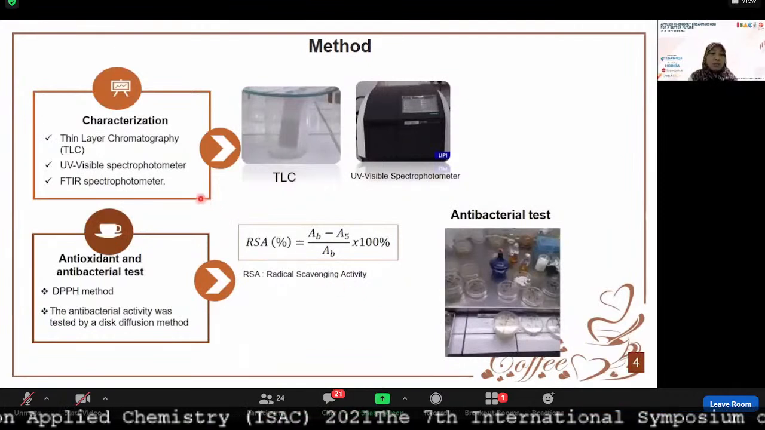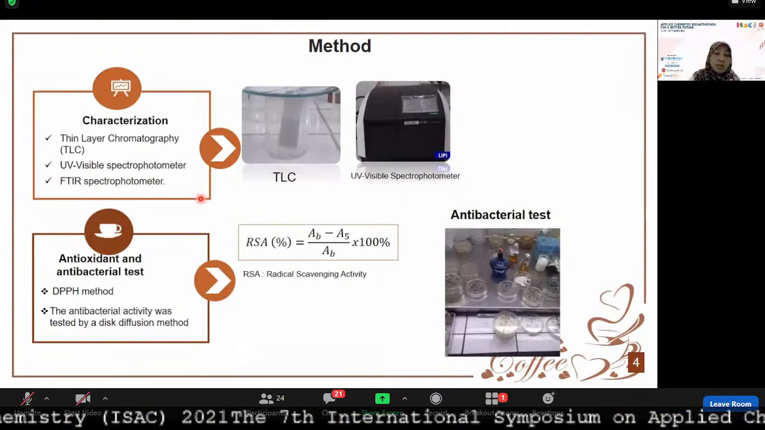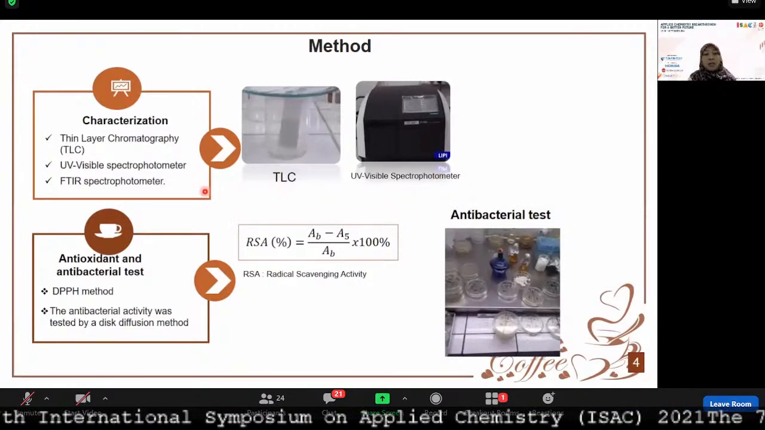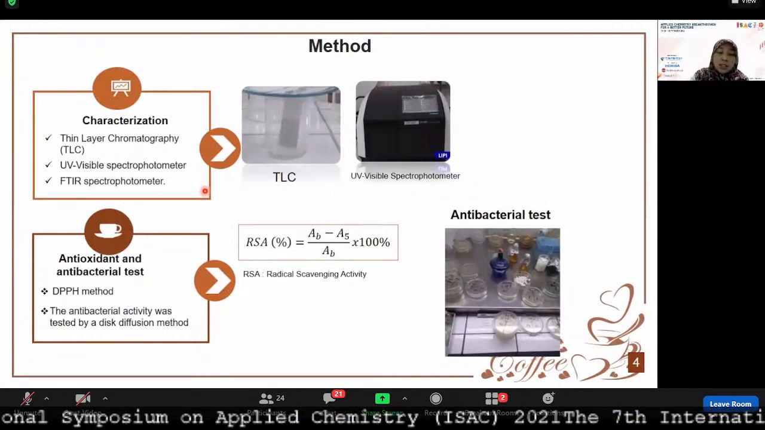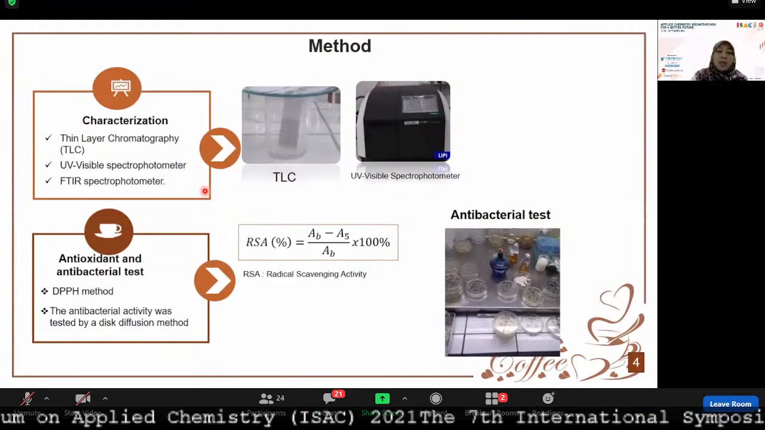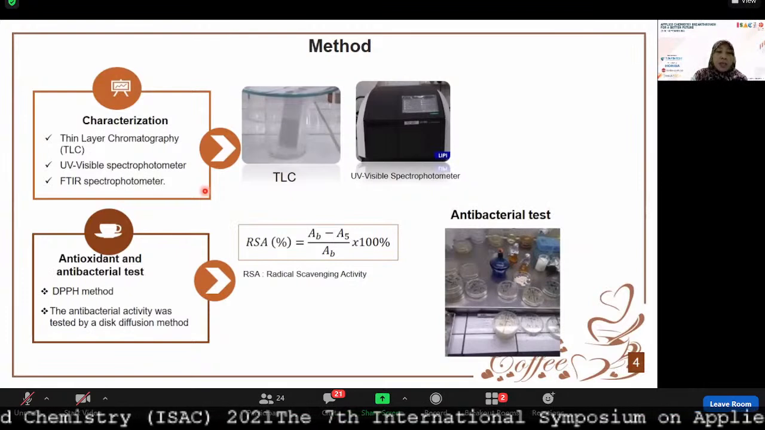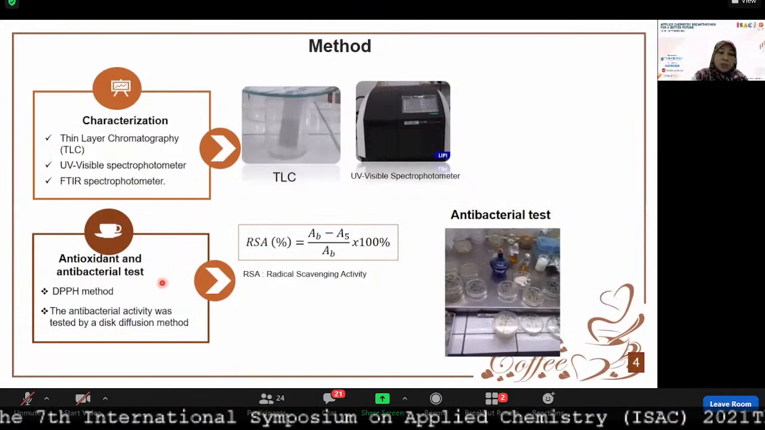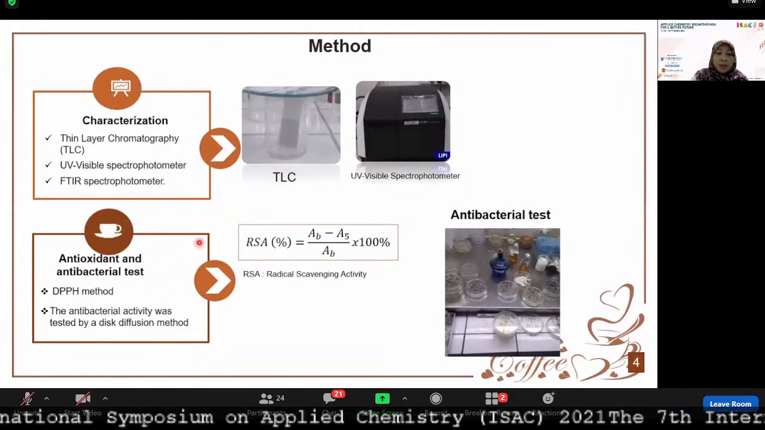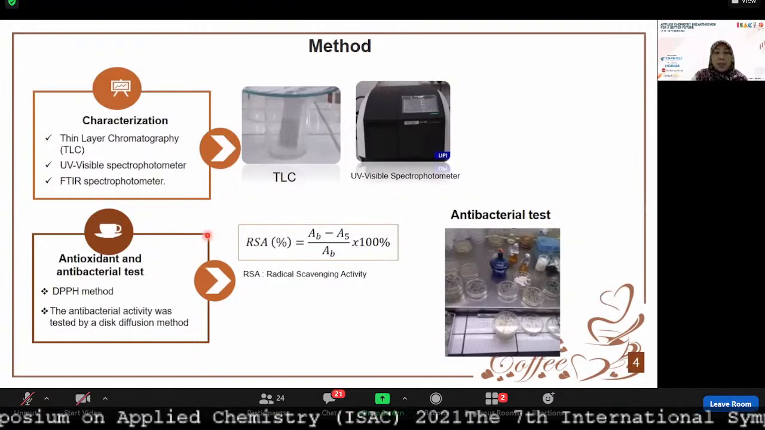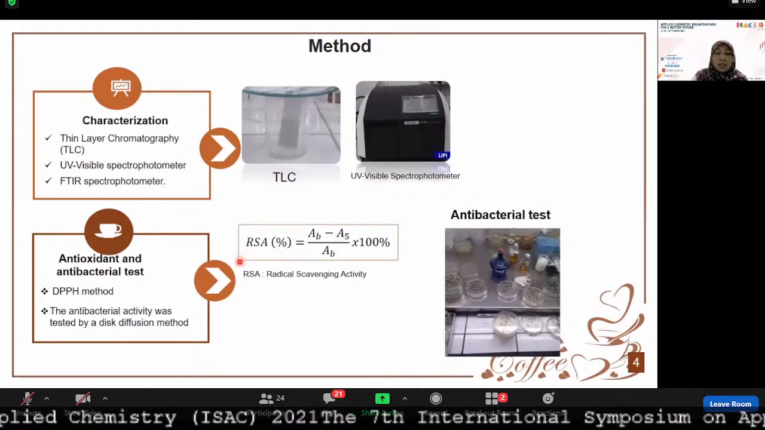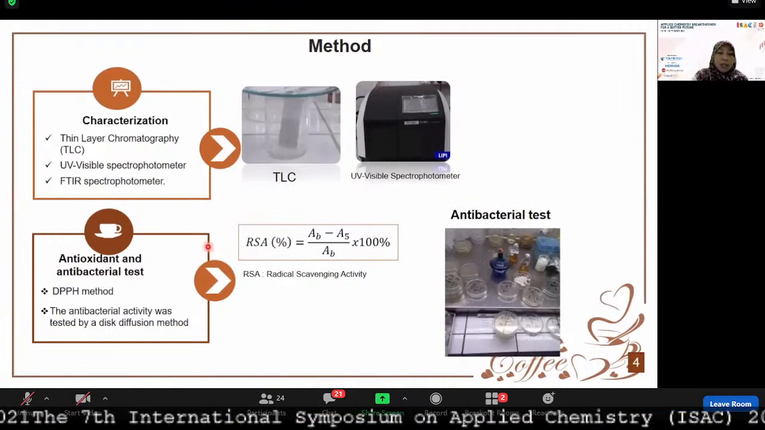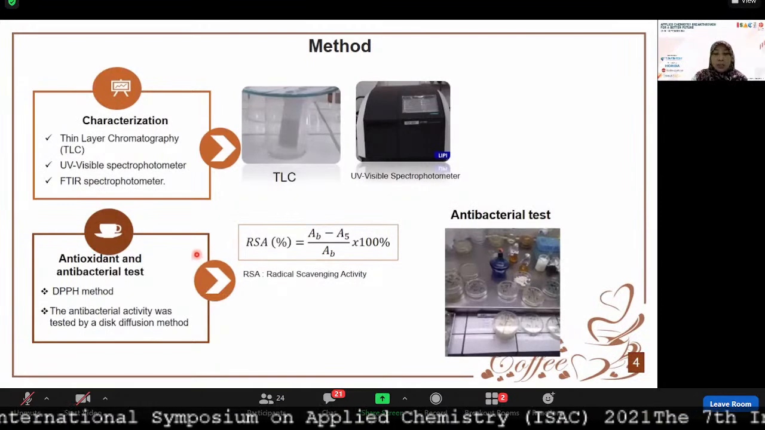After we have isolates from Arabica and Robusta cascara, we characterize the isolate using thin layer chromatography, UV visible spectrophotometer, and FTIR spectrophotometer. In this characterization, we also use a catechin standard to verify or to compare the result. And then we test the antioxidant and antibacterial activity. The DPPH method was used for antioxidant activity, and the value of antioxidant activity is the RSA. RSA is radical scavenging activity that we calculate based on this equation. And then the antibacterial activity was tested by a diffusion method.